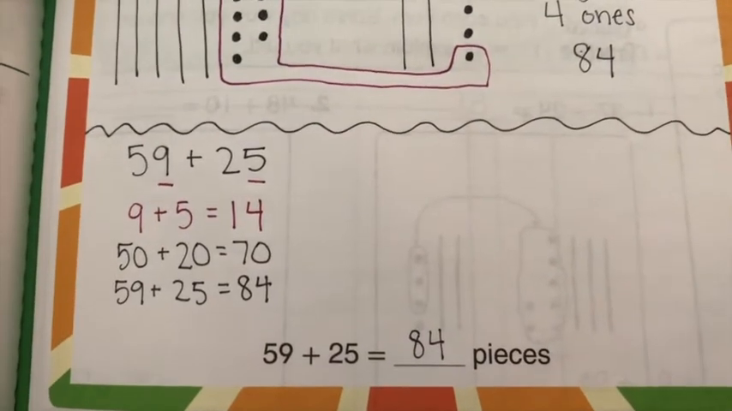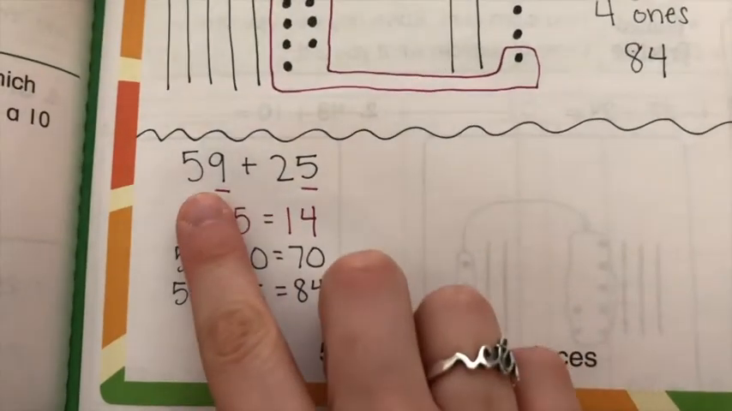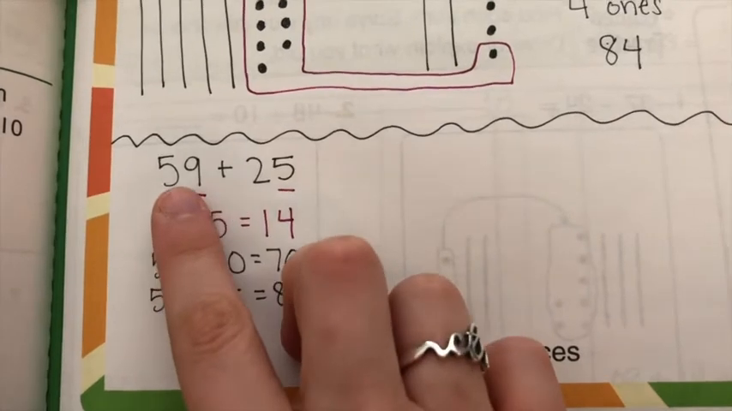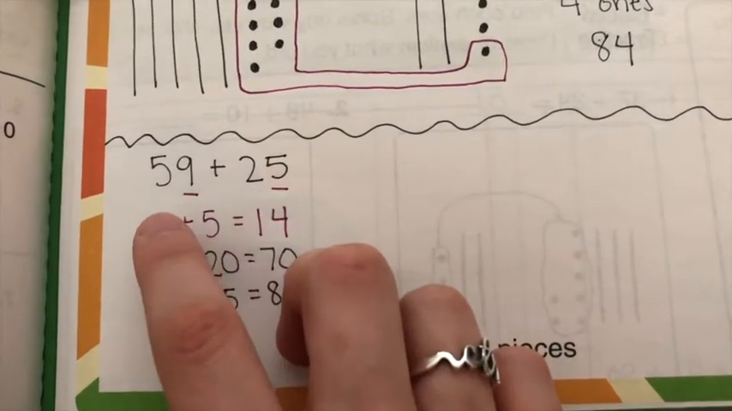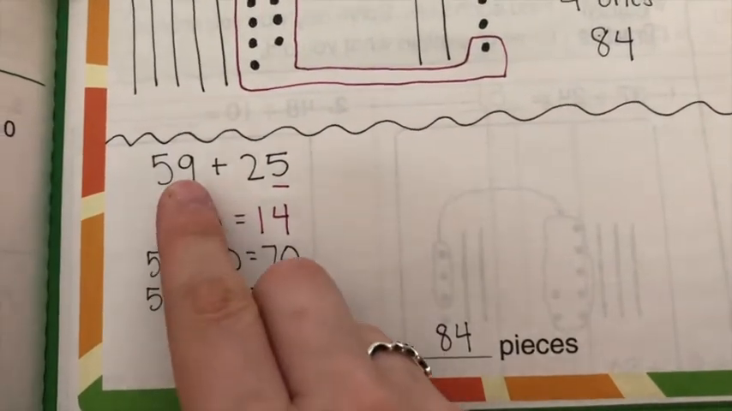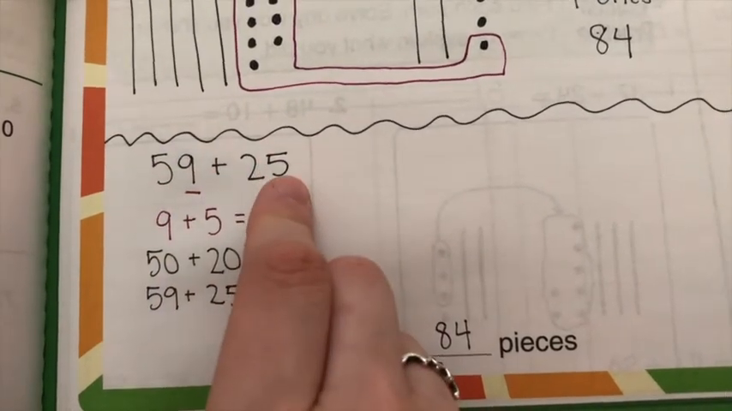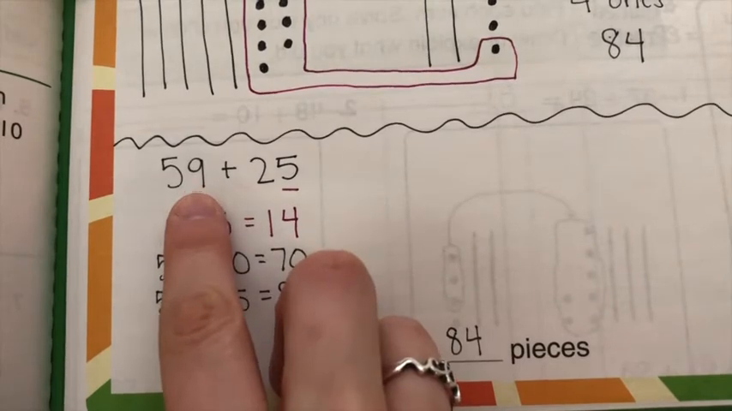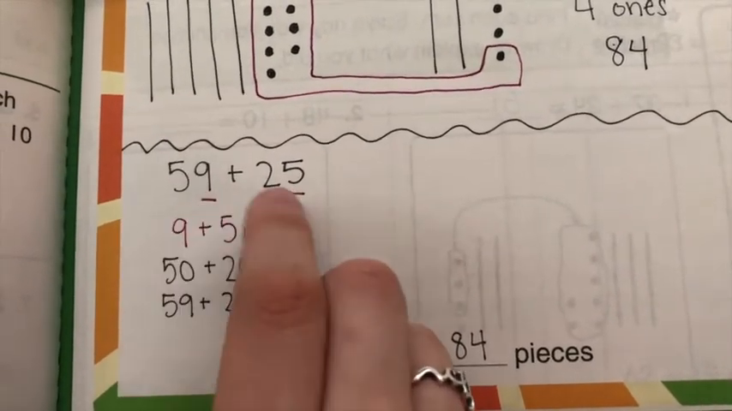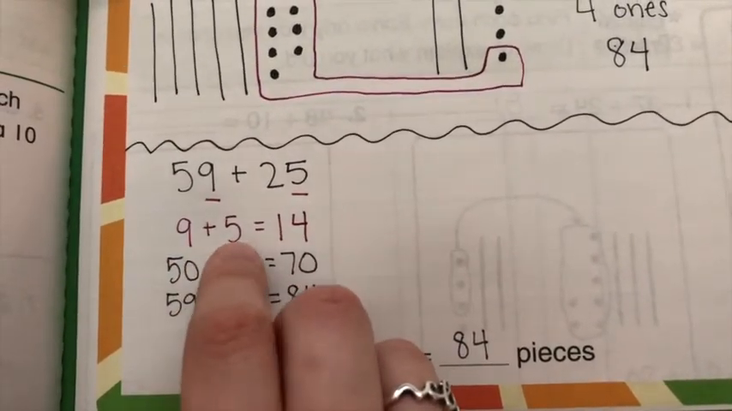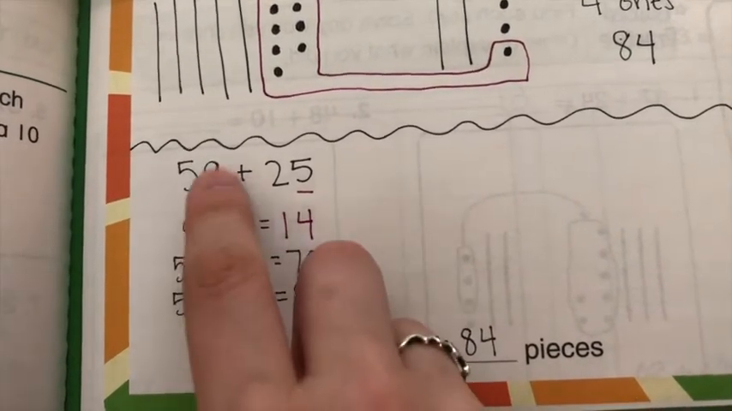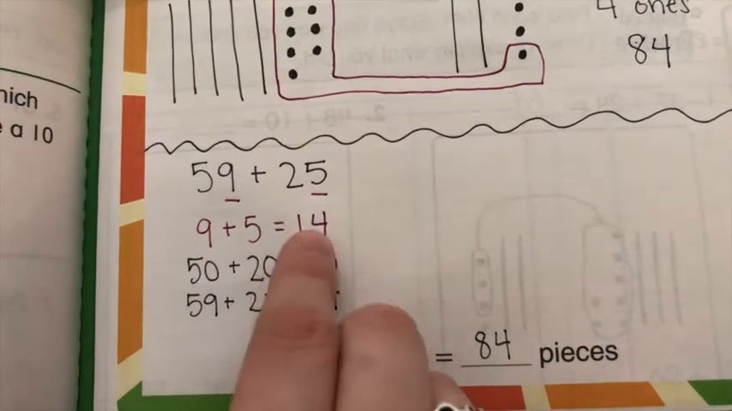Here is another way that I solved the problem 59 plus 25. What I did was I broke each of the numbers apart into tens and ones. First I looked at the ones in each of the numbers. That's 9 and 5. And I added those together. I know that 9 plus 5 equals 14. So I wrote that down.